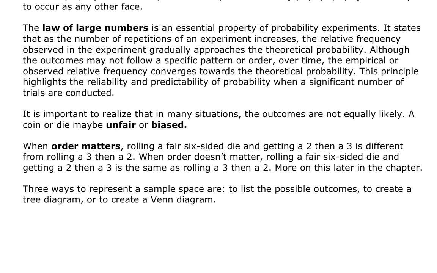When order matters, rolling a 6-sided die and getting a 2 and then a 3 is different than rolling a 6-sided die and getting a 3 then a 2. When order doesn't matter, rolling a fair 6-sided die and getting a 2 and a 3 is the same as getting a 3 then a 2. And we're going to talk more about this later in the chapter when we talk about the importance of order and order not mattering. There are 3 ways to represent the sample space. One is just to list them. One is to create a tree diagram, and I'll show you what that looks like. And one is to create a Venn diagram, and I'll show you what that looks like.